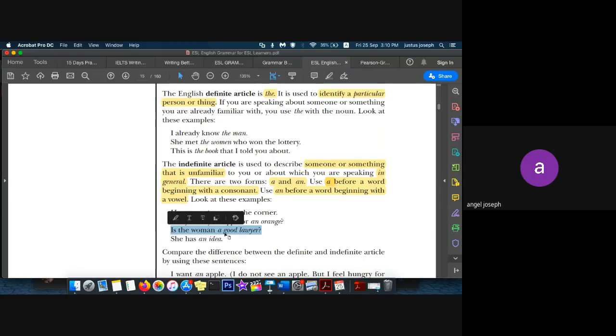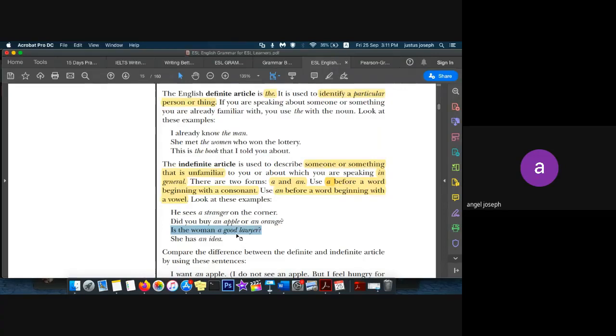Next sentence. Is the woman a good lawyer? We are asking. Okay, we are not defining something, but rather we are asking about one person's quality. So we cannot be definite here. Can we put the here when we are asking if she is a good lawyer? No, right? Logically, that does not make sense also.